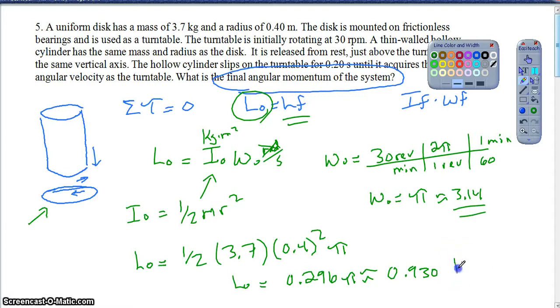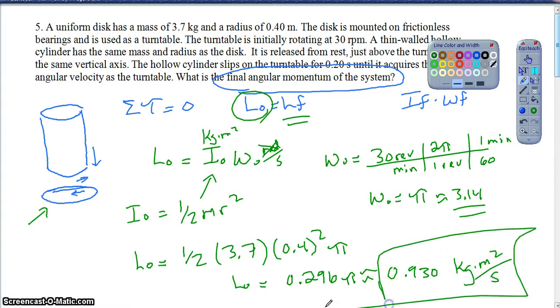So my final unit would be kilograms times meters squared per second. So again, there's my final answer. Hopefully this one wasn't too bad as soon as we realized conservation of angular momentum.